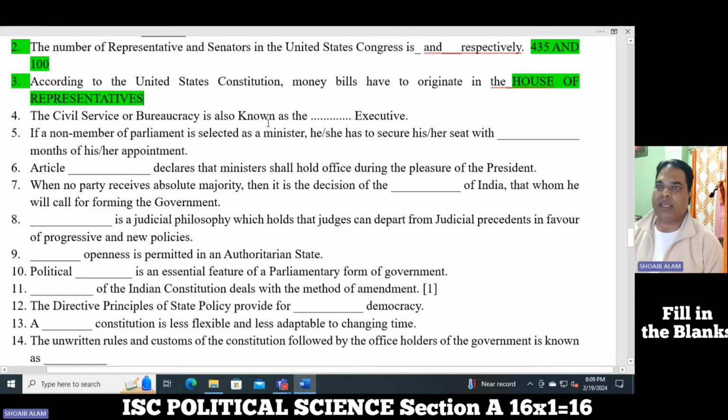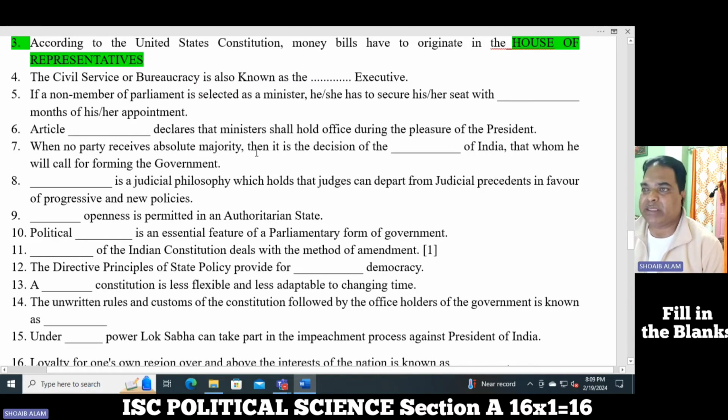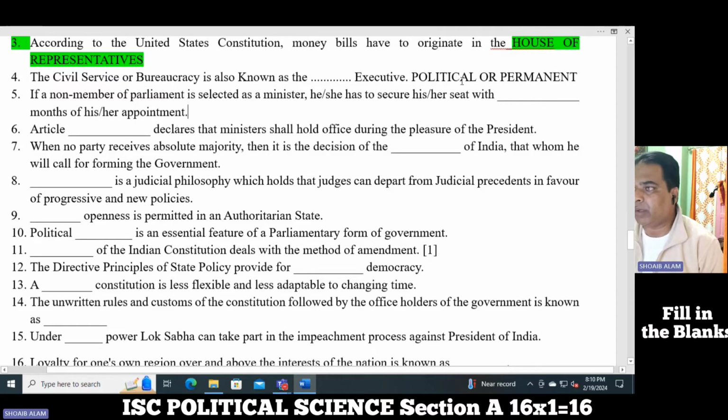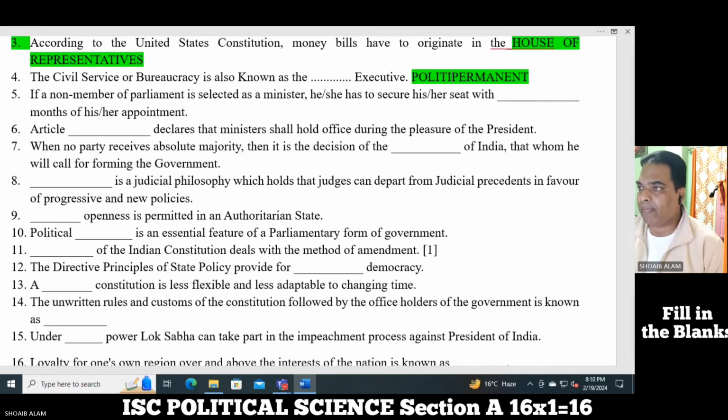House of Representatives. Okay, the civil service or bureaucracy is also known as political executive or the permanent executive. Political or permanent. So let me highlight it. Okay. Number 4, we have permanent. Correct. The civil service or bureaucracy is also known as permanent executive.